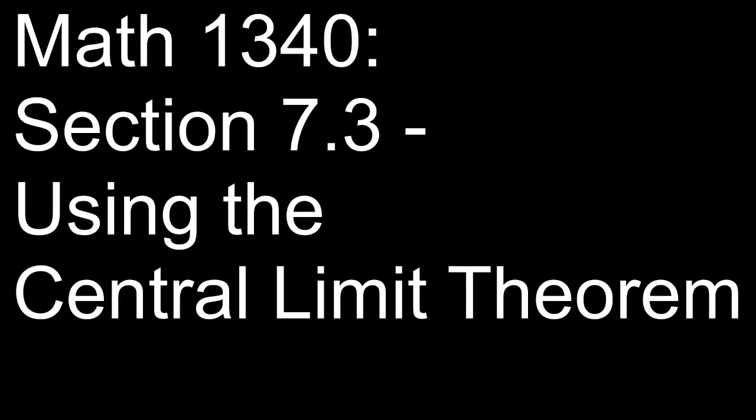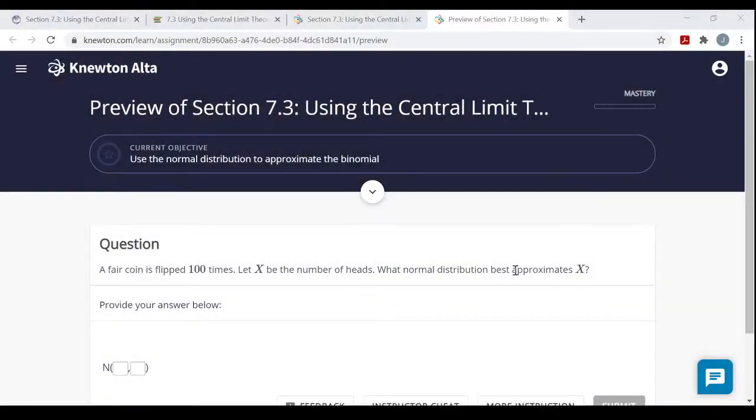Okay, so we went from 7.1 to 7.3 in your OpenStax book on statistics. That's because 7.2 covers the central limit theorem for sums, which we are not going to be covering. So we've skipped from 7.1 to 7.3. Now I'll tell you something right now about this.